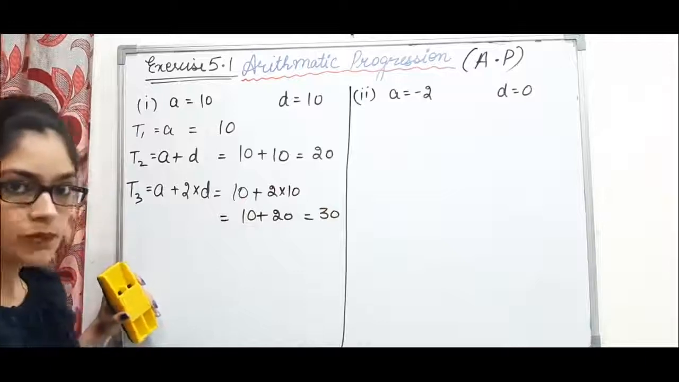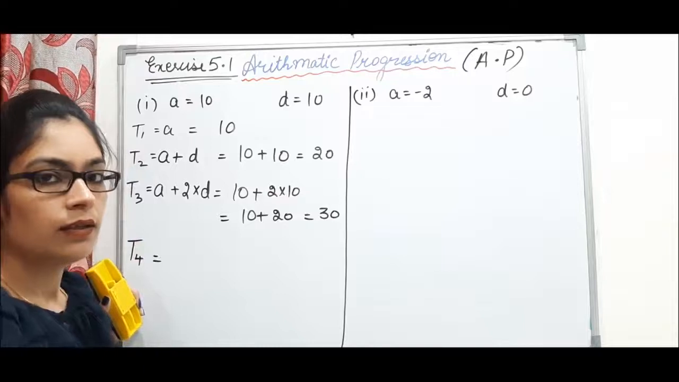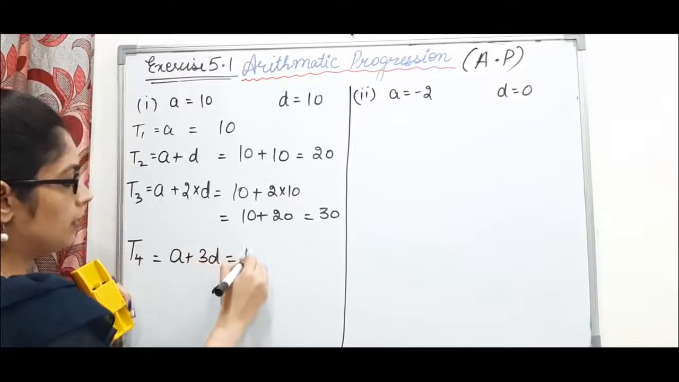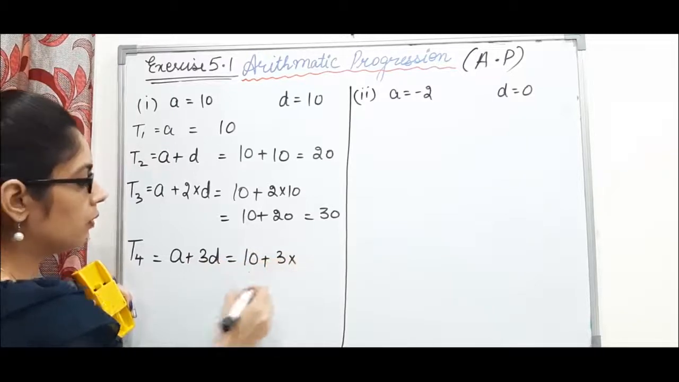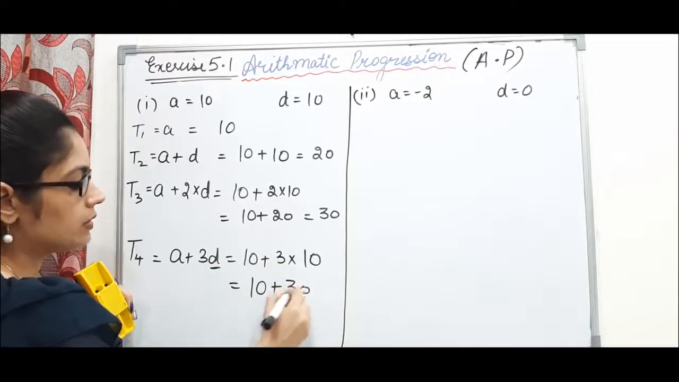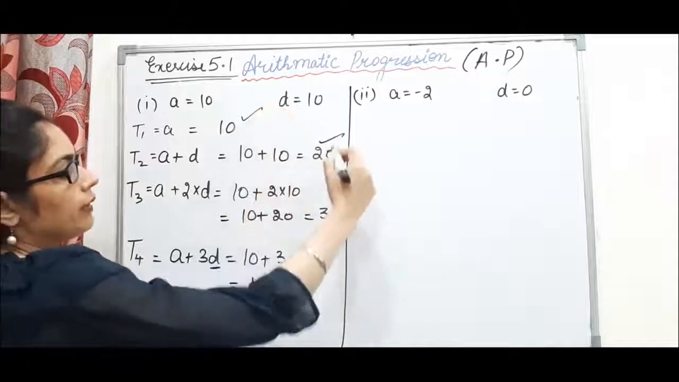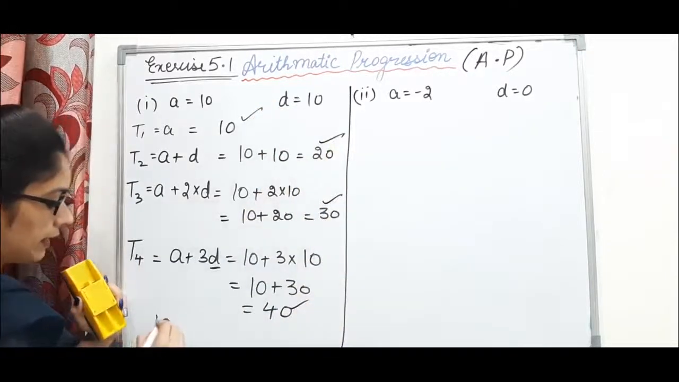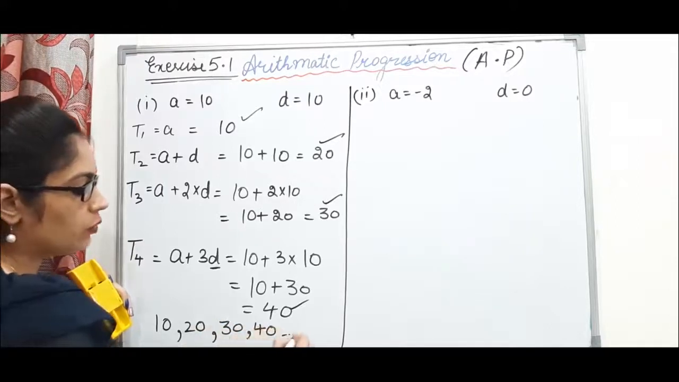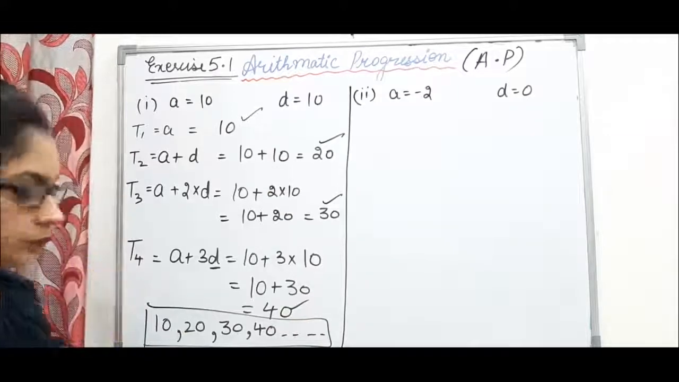Now the fourth term. What will be the formula? It is a plus 3d, 10 plus 3 into d, d is 10. So, 10 plus 30, which equals 40. So, if I write the sequence now, it is 10, 20, 30, 40. Let us write it down, 10, 20, 30, 40. So, the first four terms of this sequence are written here.